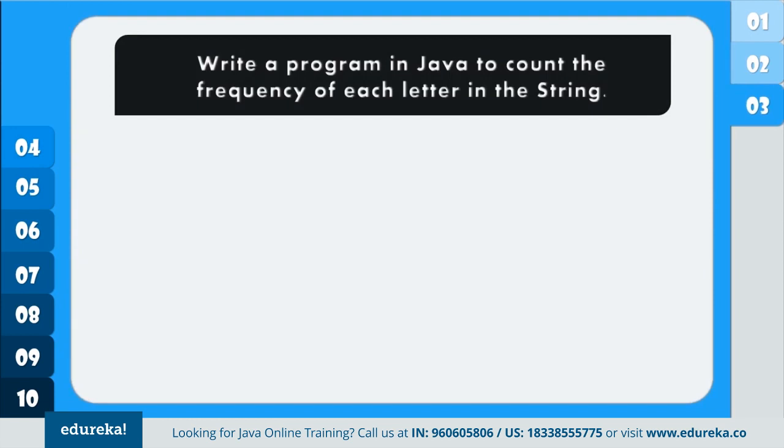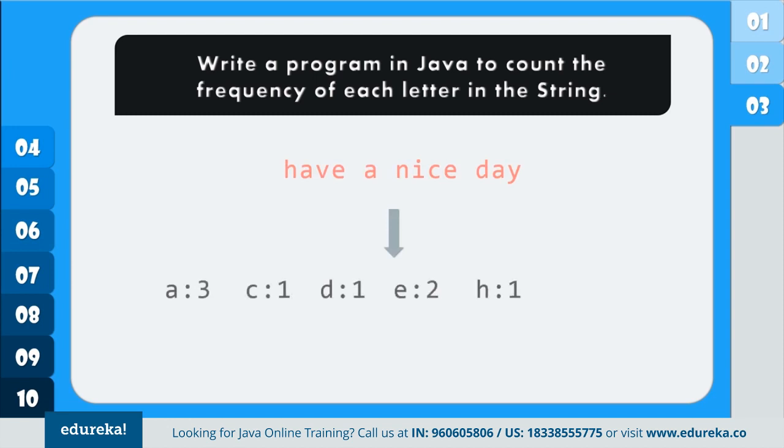The problem statement goes like this. It says to write a program in Java to count the frequency of each letter in the string. In this program, you have to check the frequency of the characters present in the given string. So for example, you have a statement, "have a nice day", and it has to display the frequency accordingly, that the occurrence of A is 3, C is 1, D is 1, H is 1, and so on. Let's take a look at the code to understand its working.